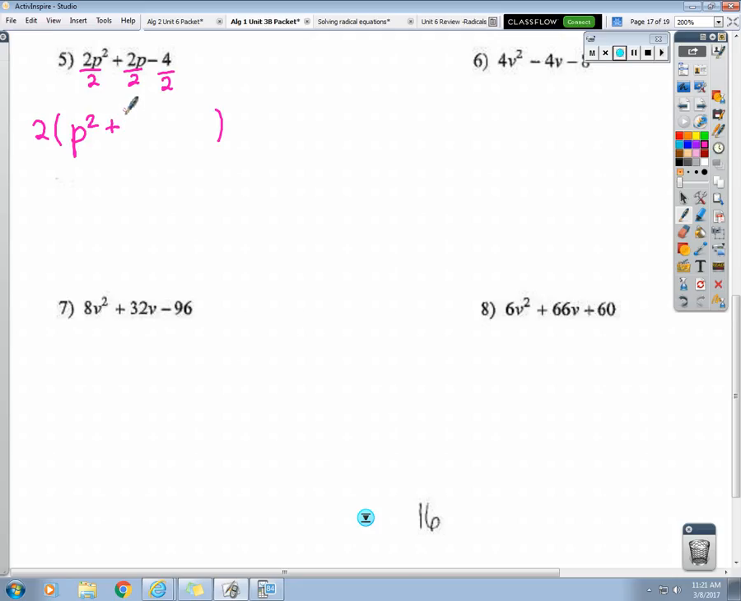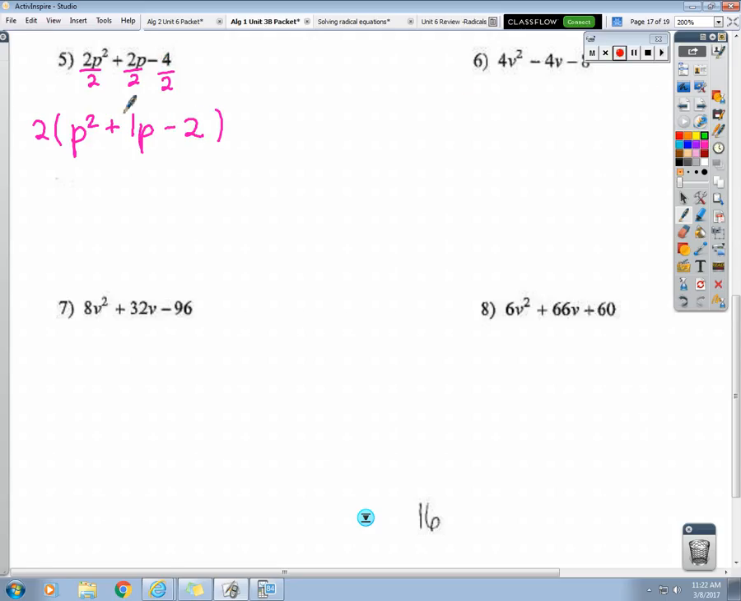However, I would go ahead and write in the 1 this time, even though you don't have to. That way, in a few minutes, when you go to look for numbers that add and multiply, you know you're adding to a 1. Because if there's not a visible number there, you might get confused. And then negative 4 divided by 2 is negative 2.